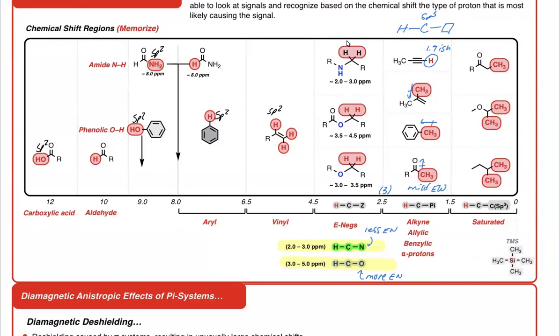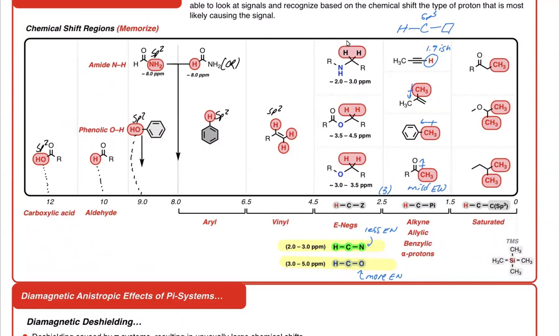Now, you'll notice that the most downfield shifting type of proton characteristically is a carboxylic acid. Aldehyde protons are around 10, phenolic OHs are around 9, and then amide NHs, or the hydrogen on a C double bond O adjacent to a nitrogen or even an oxygen, that's going to be around 8. The vinyl region will be 4.5 to 6.5, protons on an alkene. The benzene region is 6.5 to 8 approximately.